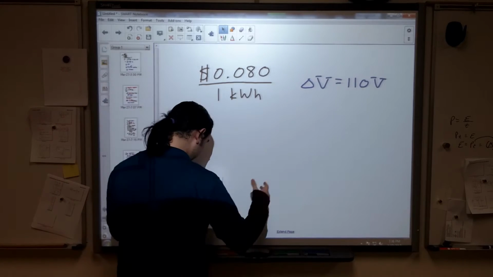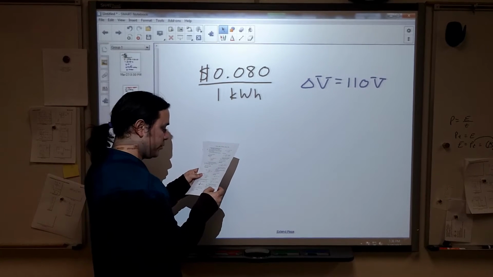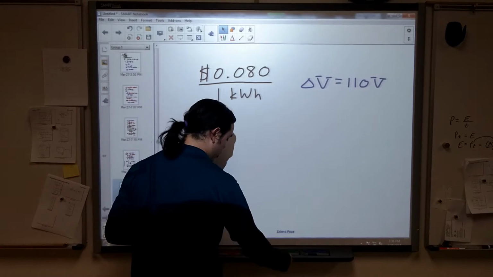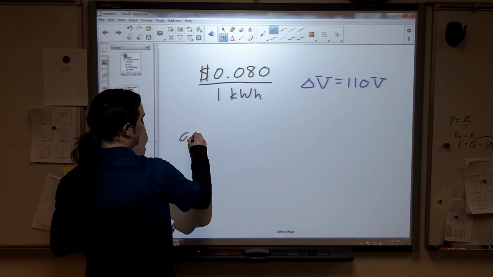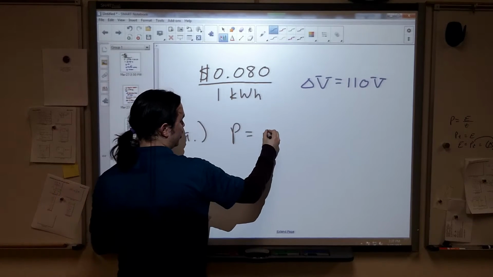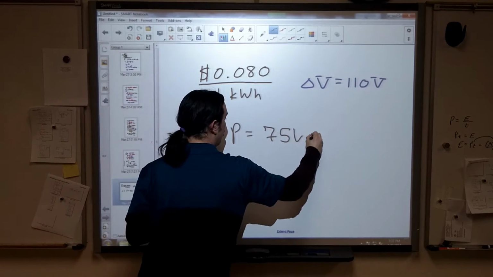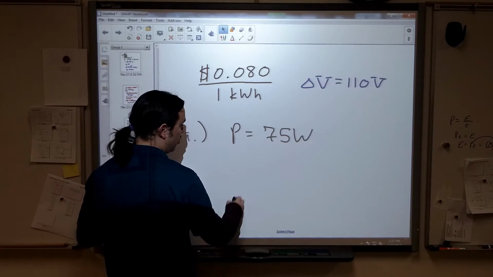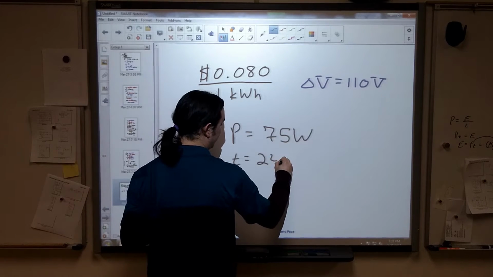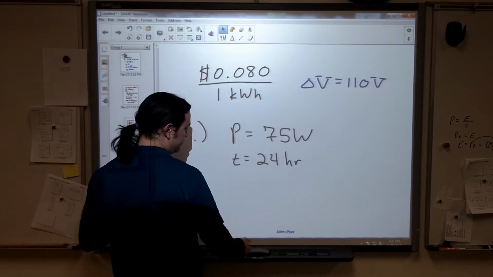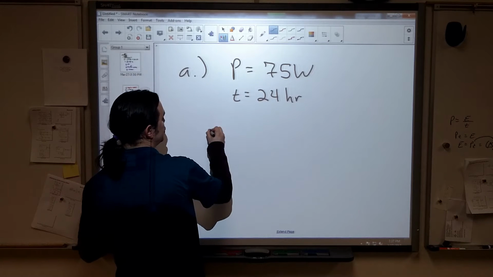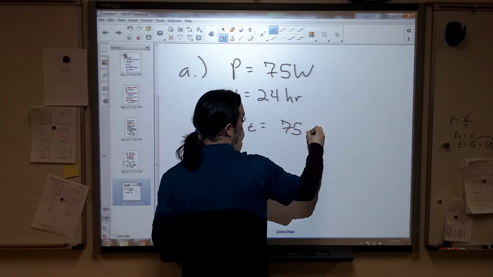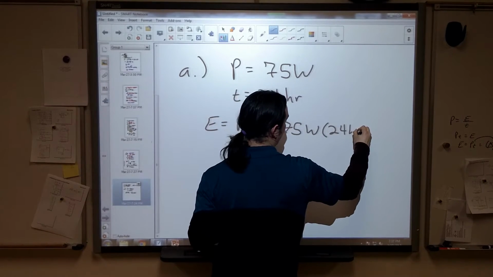All right. A, it says calculate the cost of running a 75-watt stereo for 24 hours. Well, in part A, they tell us that we've got a stereo, that the power is 75 watts, and they want us to find out how much it costs for 24 hours. T equals 24 hours. Well, in class, we found that the energy was equal to the power times the time, so we'd have 75 watts times 24 hours.